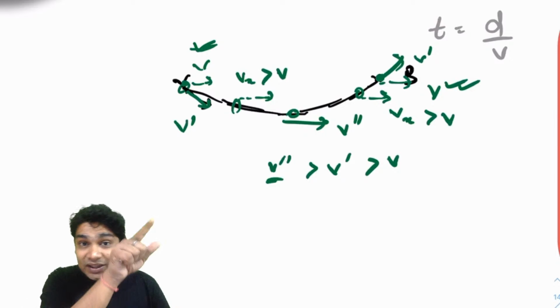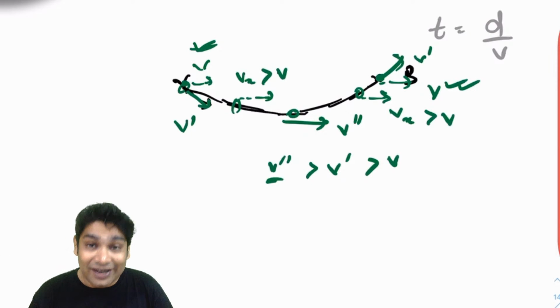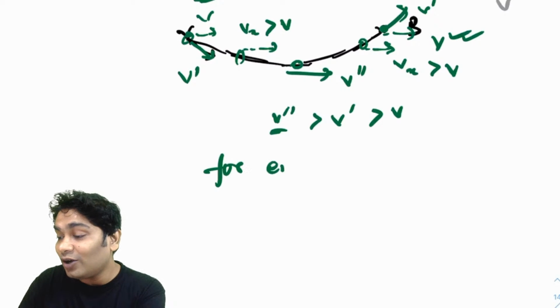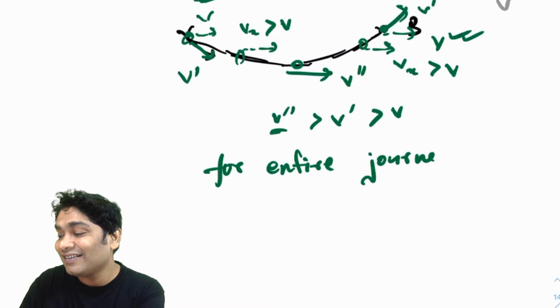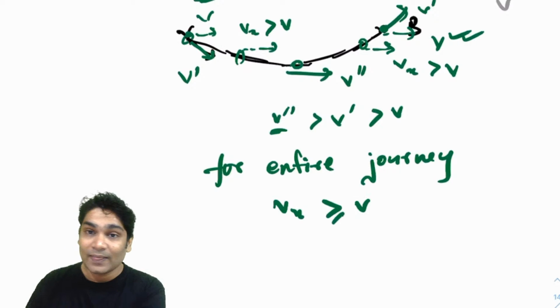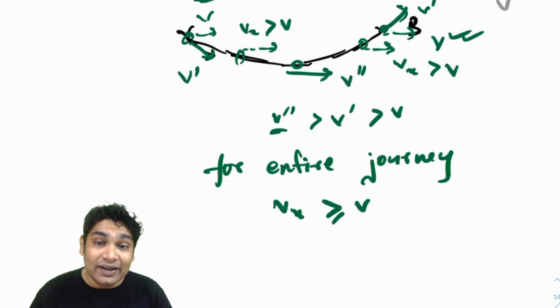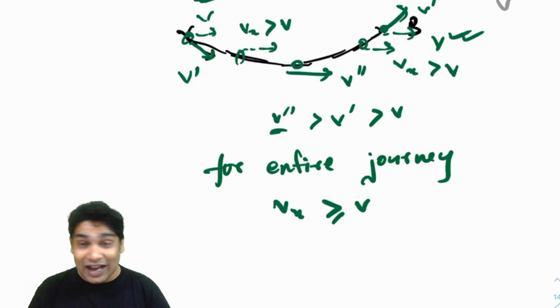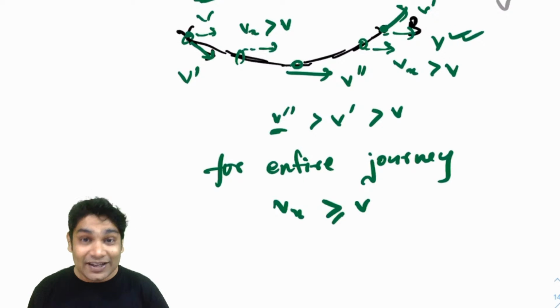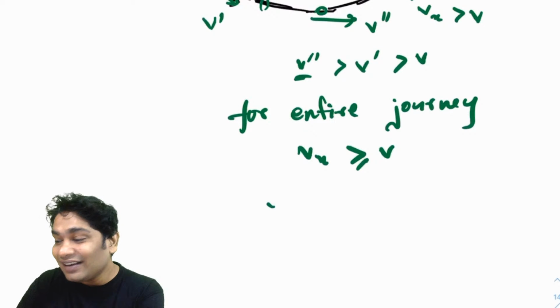Alright, but during the entire period, what you realize is that for the entire journey, Vx is greater than or equal to V. I hope you realize that. For the entire journey, your Vx is always either greater than V or equal to V. And what is your x displacement? The x displacement is D only.